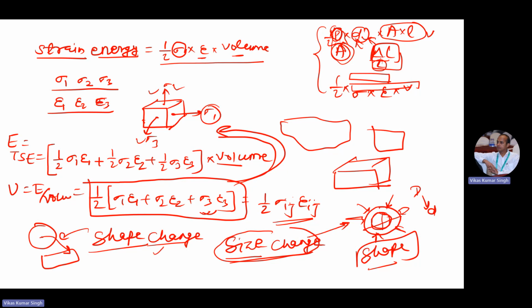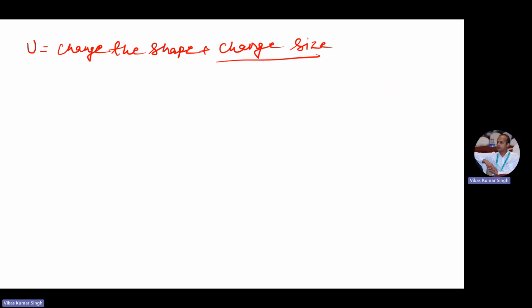So because of this energy, these two things will happen. Either the shape will change or the size will change. Shape change plus size change. So this energy has two effects, shape change and size change. Whenever we are putting some amount of energy density U, this is going to change the shape plus change the size. Now, from here, our distortion energy is coming.